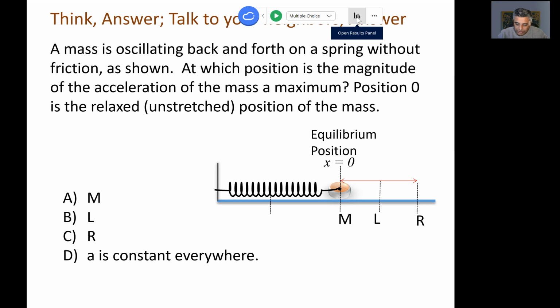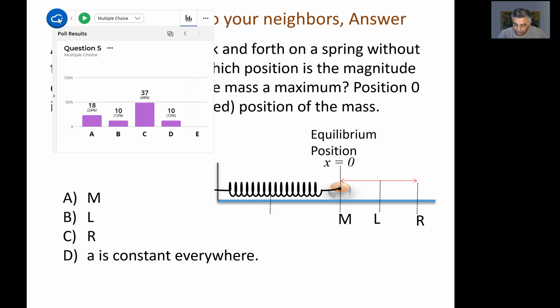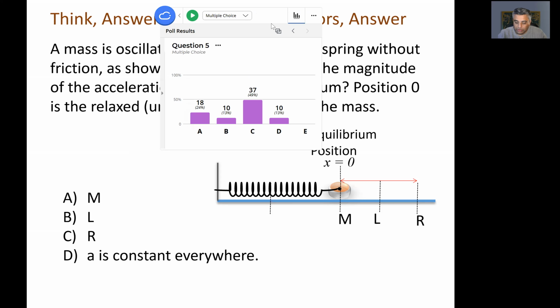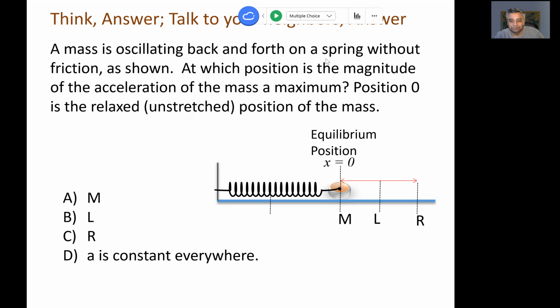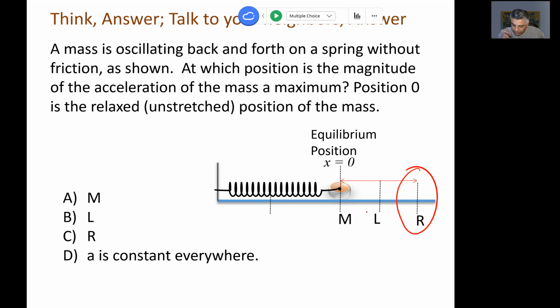Let's see how we did. We got more varieties here. So acceleration and force, they are directly related, right? Wherever force is maximum, acceleration is going to be maximum as well. So where is force maximum? Wherever it is at the maximum stretched position, isn't it? Maximum stretched position is going to be R based on this. So it looks like C is going to be the correct answer in this case.